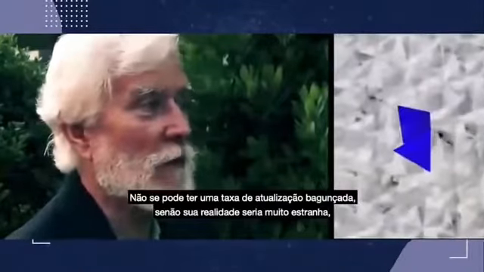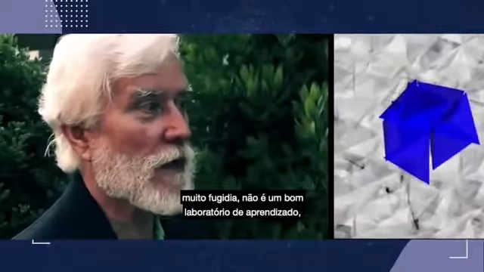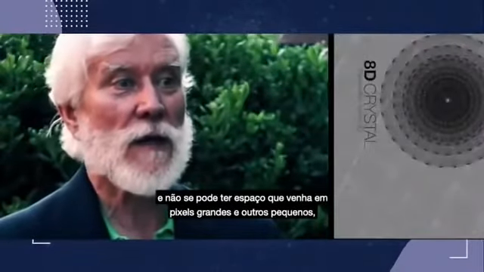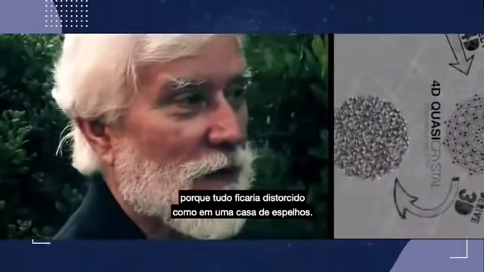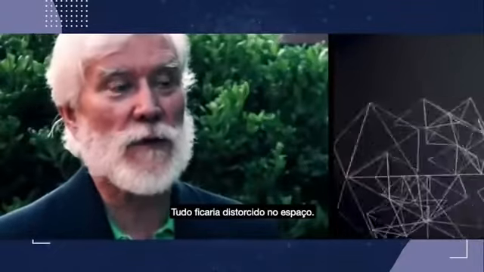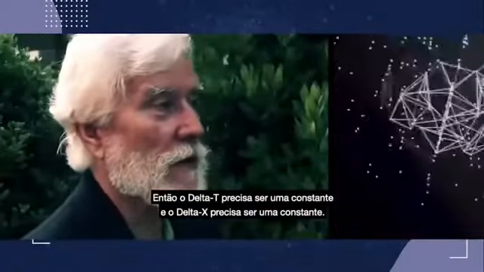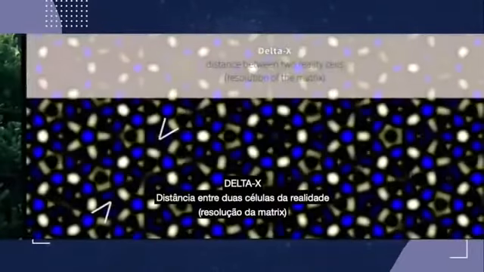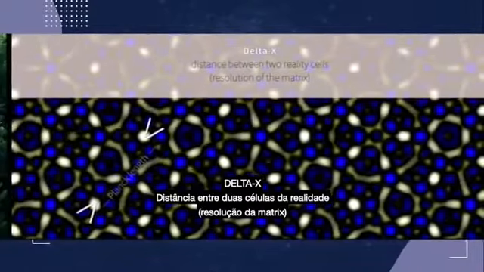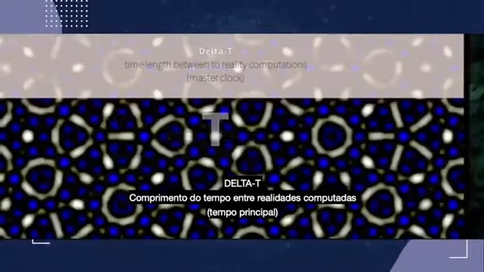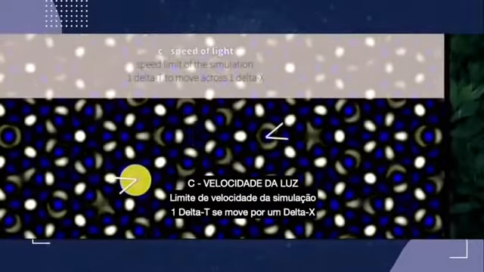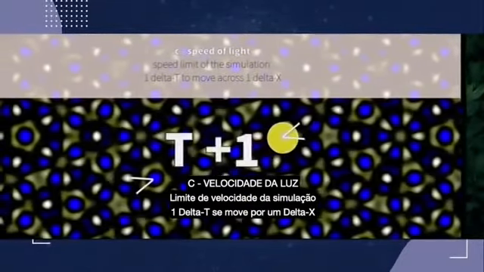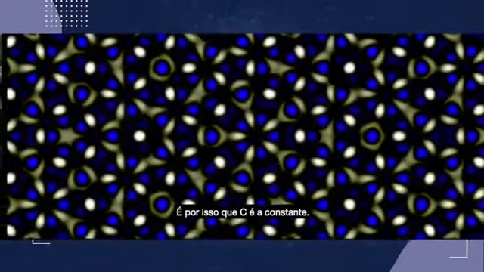And that is the speed of light, because the delta t time has to be a constant, because you can't have a refresh rate that's all over the place. Otherwise, your reality is very weird, very squirrely. It's not the kind of good learning lab. And you can't have space that comes in pixels that are big pixels and little pixels, because everything gets distorted like a funhouse mirror. So the delta t needs to be a constant, and the delta x needs to be a constant. Planck length, Planck time, divide them, you get c. So that's the constant. That's why c is the constant.